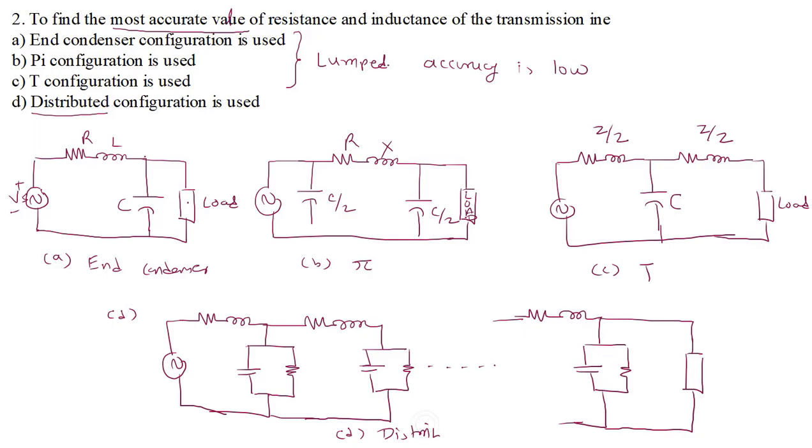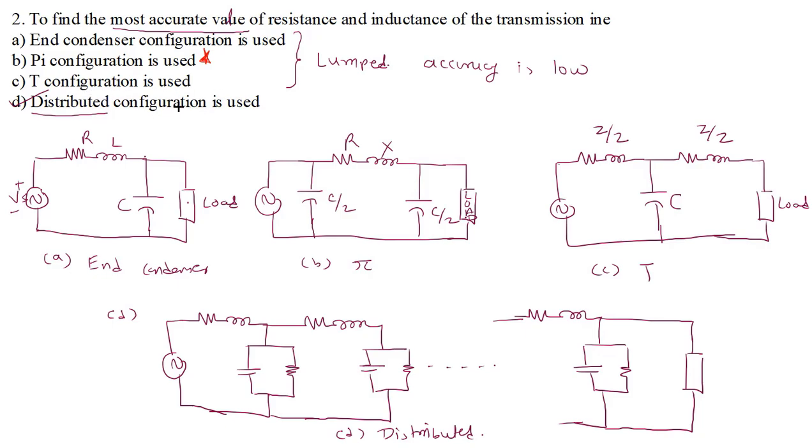All the parameters are distributed throughout the line length, whereas here we are assuming the parameters to be lumped, to be present only at a few locations. So the more accurate one is the distributed configuration. Now suppose option D is not mentioned, only options A, B, C are mentioned, then out of these three the most accurate will be nominal pi.